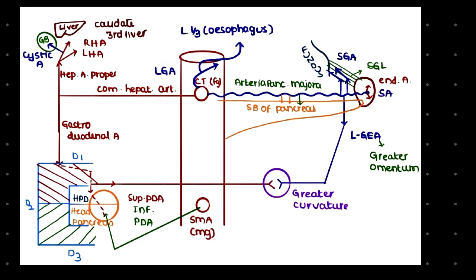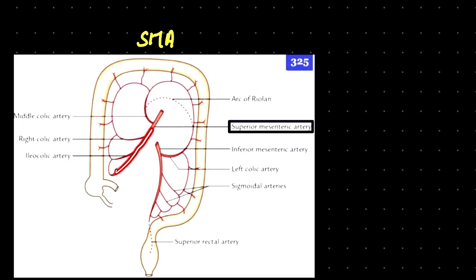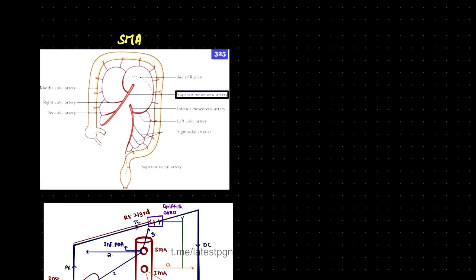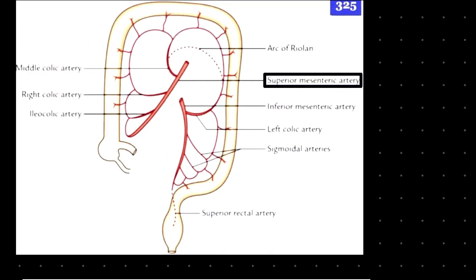Now moving further, we have the branches of the superior mesenteric artery. In this diagram, this is the superior mesenteric artery. If you remember, the superior mesenteric artery was supplying the midgut. Here it has three branches: the middle colic artery, the right colic artery, and the ileocolic artery.